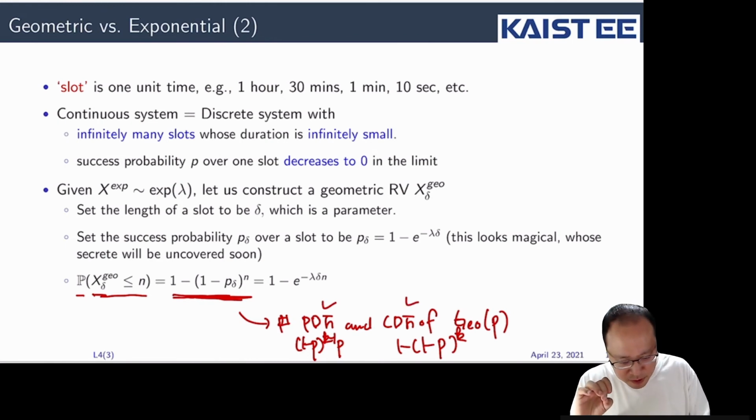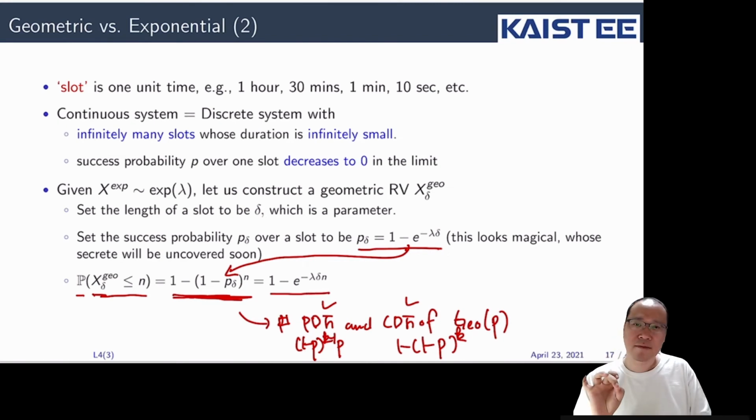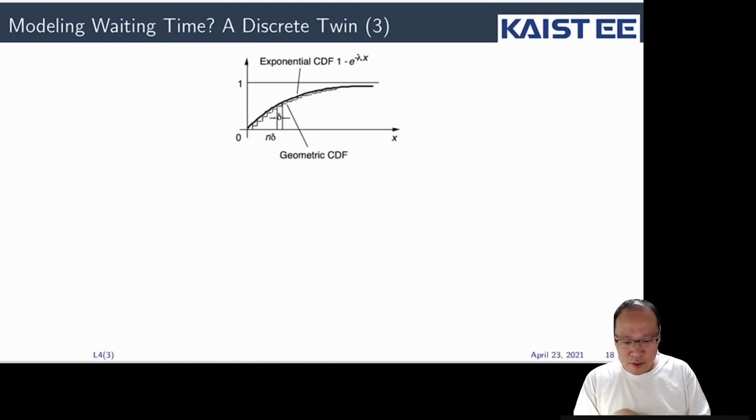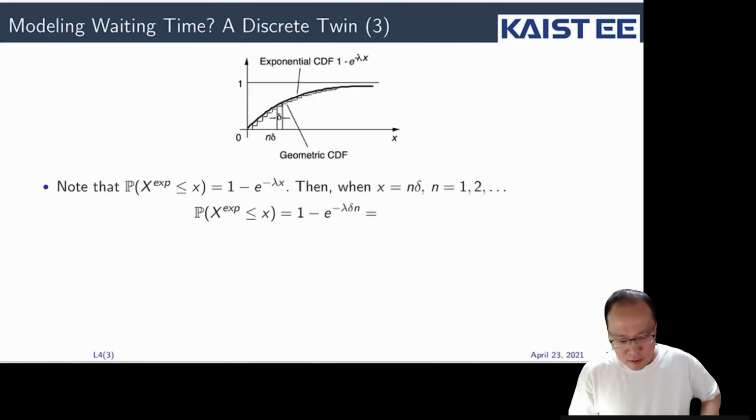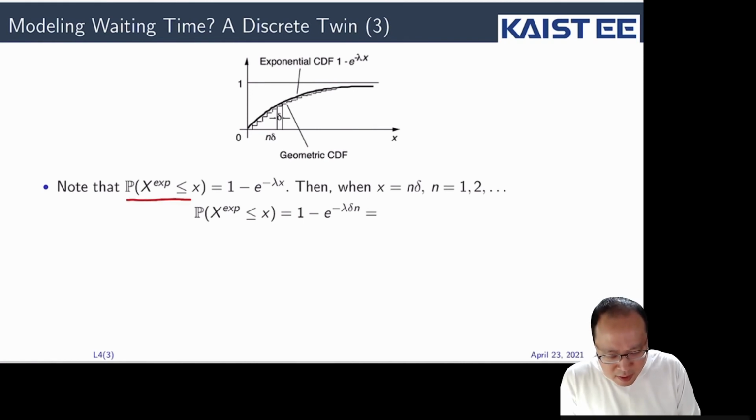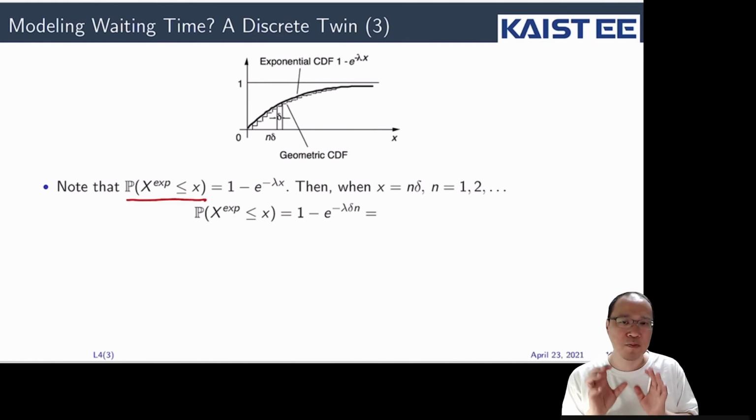Okay. Because of my construction of the p delta, if we plug this in here, it turns out that we get this probability. That's my construction of this geometric random variable. All right, good. So what we can do is this. Note that the CDF of an exponential random variable is again 1 minus e to the minus lambda x. That's what we did.